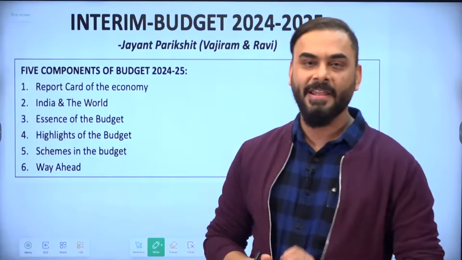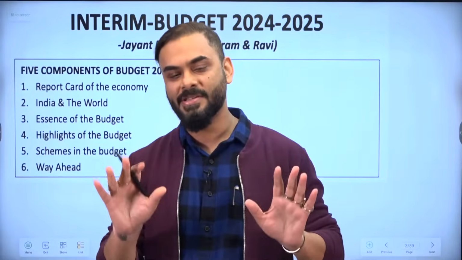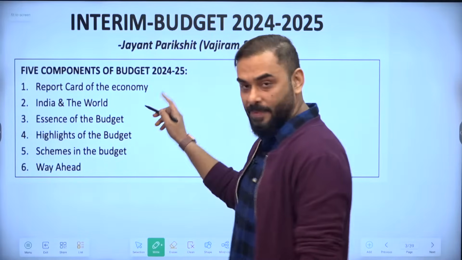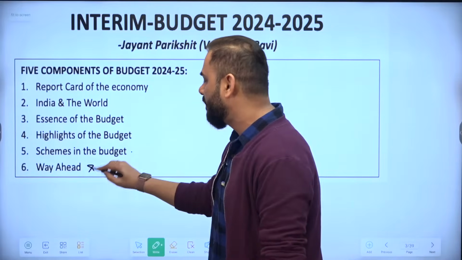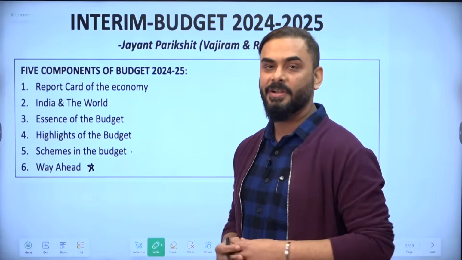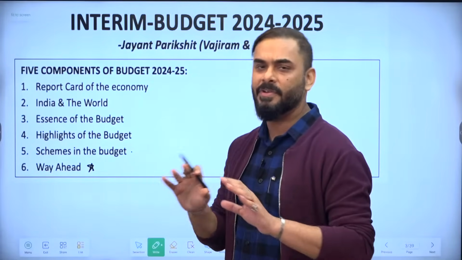When I was going through the interim budget this year, I could clearly see from a UPSC perspective that it can be divided into 5 major components, and there is a 6th one which I call the way ahead, which is not explicitly mentioned, but somewhere it is mentioned, somewhere it is incomplete.